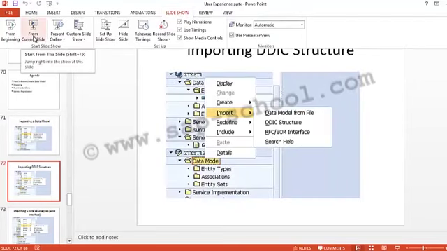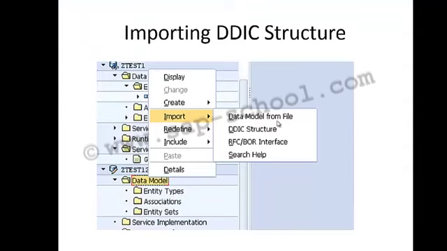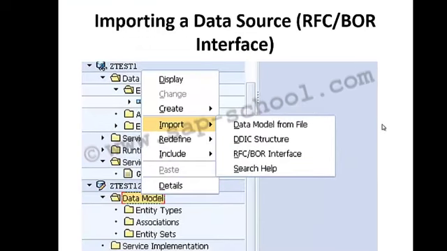Till now we have seen how to import the data model from a file, and then how to import from a DDIC structure. Now the next option is importing a data source from an RFC or the BOR interface, that is the Business Objects Repository interface. So let's see how we use this.